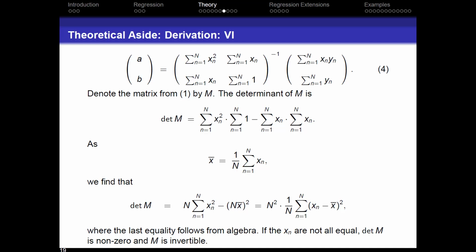So I have a bunch of real numbers. All n have to be 0. So do you agree that the only way this is not going to be invertible is if every xn minus x bar equals 0? What would it mean if every xn equals x bar?